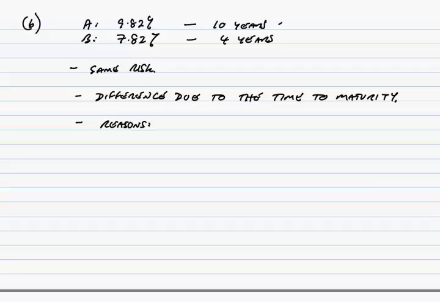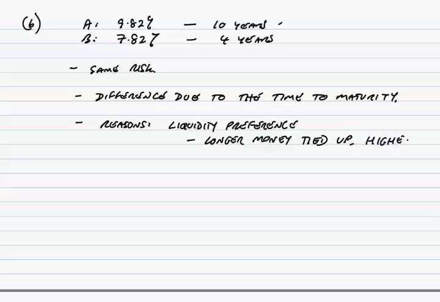One reason why the longer there is to maturity, the higher the return, is what we call liquidity preference theory. But more importantly, what this means is the longer money is tied up, the higher return lenders are likely to require.